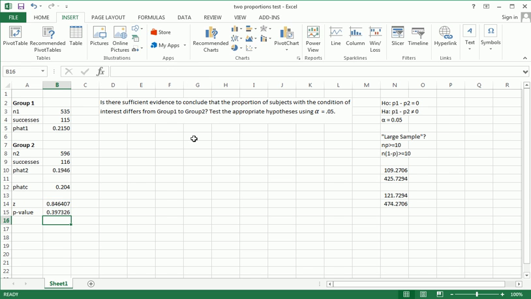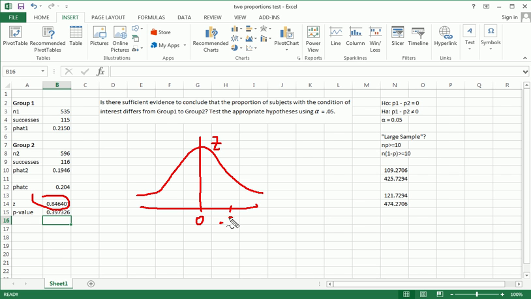Okay? I'm going to go out of this, show you visually what this means. We're looking at the z distribution here, centered at 0, correct? So this is the z distribution. Our test statistic is 0.846. Okay? The definition of a p-value is the probability of getting a test statistic as extreme or more extreme than the one that we got, given H0 is true.